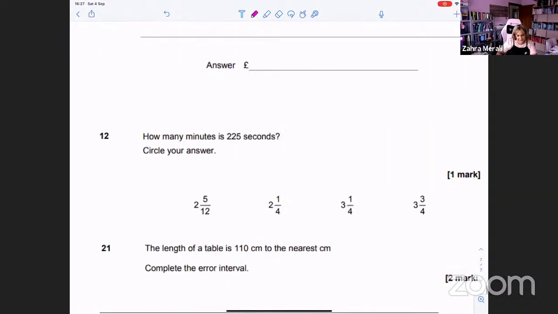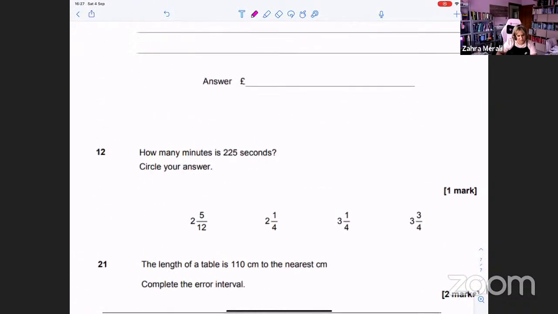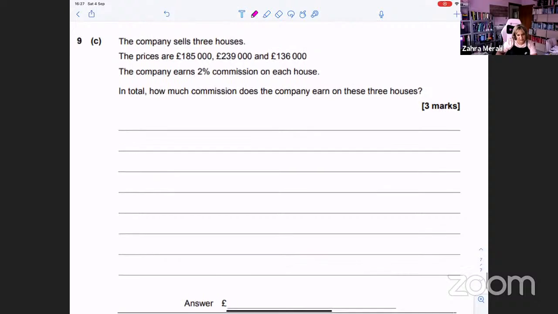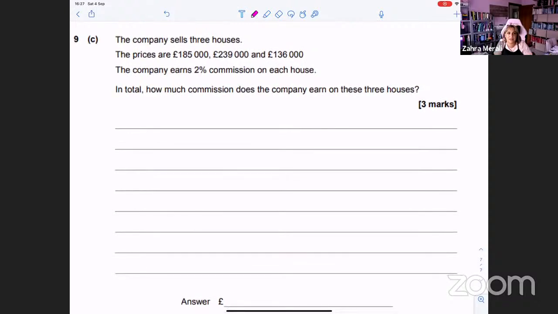A company sells 3 houses. The prices are 185,000, 239,000, 136,000. The company earns 2% commission on each house. So it's getting 2% of each house. So let's take each one and say, how do we work out 2%?